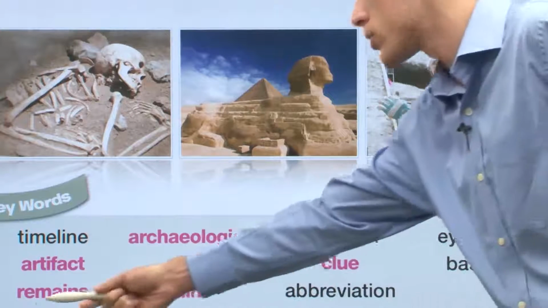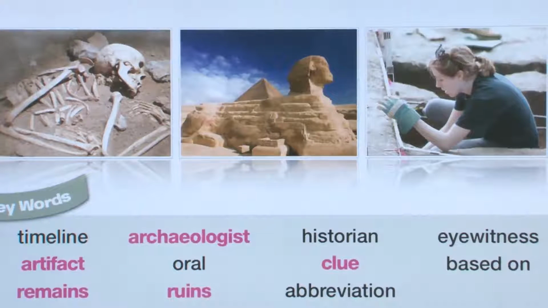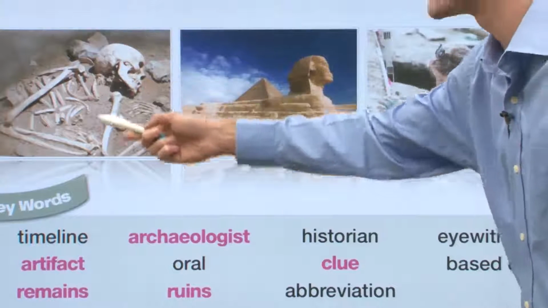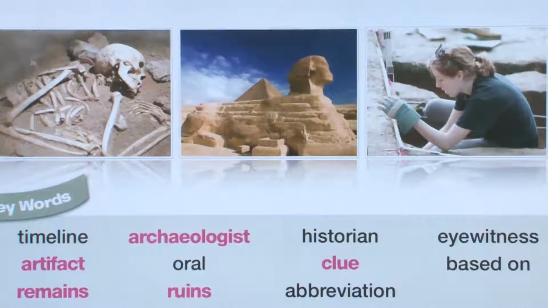Now, she might also be looking for remains. Remains also tend to be the physical remains, the bones, like we see all the way on the left, the bones of a person, or the hair, or maybe the bones of their pet, or what they ate. Those are all the remains, the very physical remains of a person or living thing.